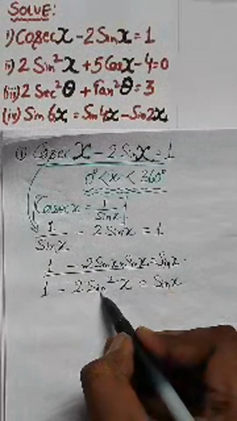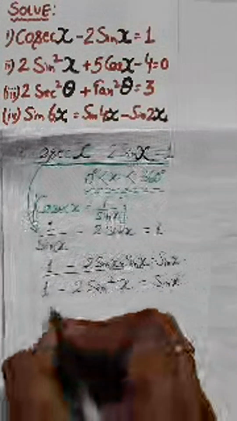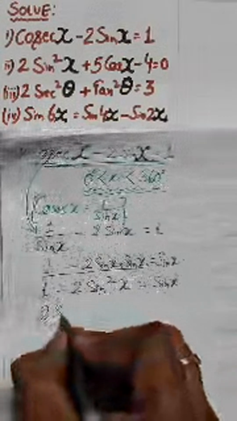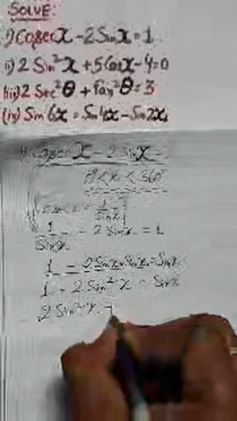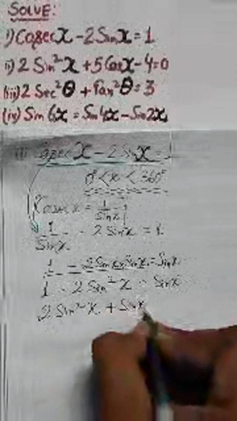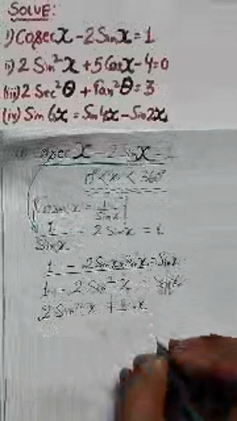And when this 2 sin square x goes to the RHS, it becomes 2 sin square x, and writing the RHS as LHS, 2 sin square x plus sin x. This 1 also goes to the RHS, which becomes 1 minus 1 is equal to 0. So this is the equation which is formed, 2 sin square x plus sin x minus 1. Now this needs to be solved, right?